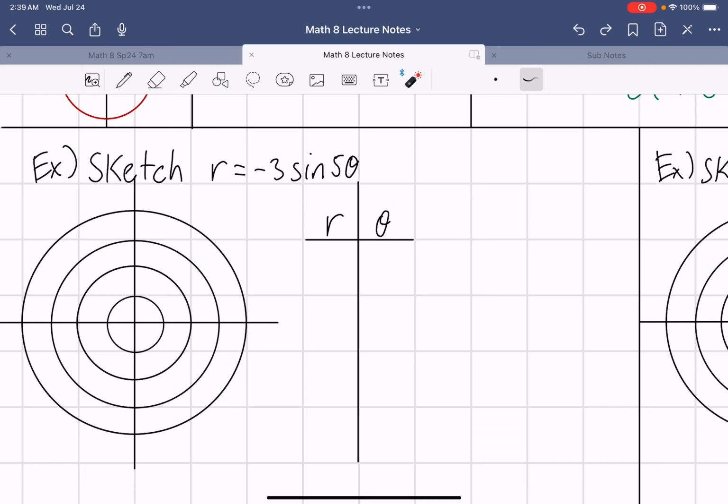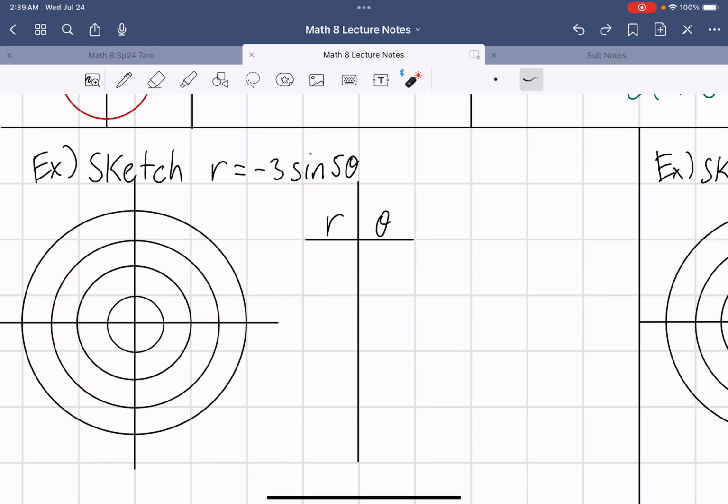Now, I don't know exactly what my graph is going to be yet, but this is a good start. And I know this tells me that the tip of a petal, the biggest a petal can get, is as far as 3. So this would be 1, 2, 3. So this circle here is as big as one of these petals can get.